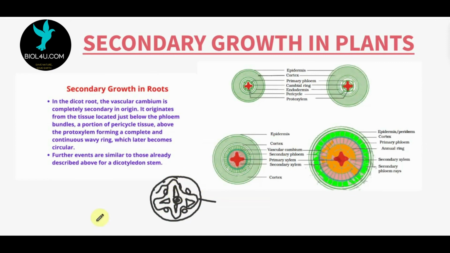So this diagram very clearly explains the same point. That is the tetrarch xylem. In the case of the root, the xylem is a tetrarch. So these are the xylem, and between the xylem you can see the phloem, and a new cambium is forming around that, producing new cells both outside and inside. So that is the secondary growth in root, that is a dicot root.